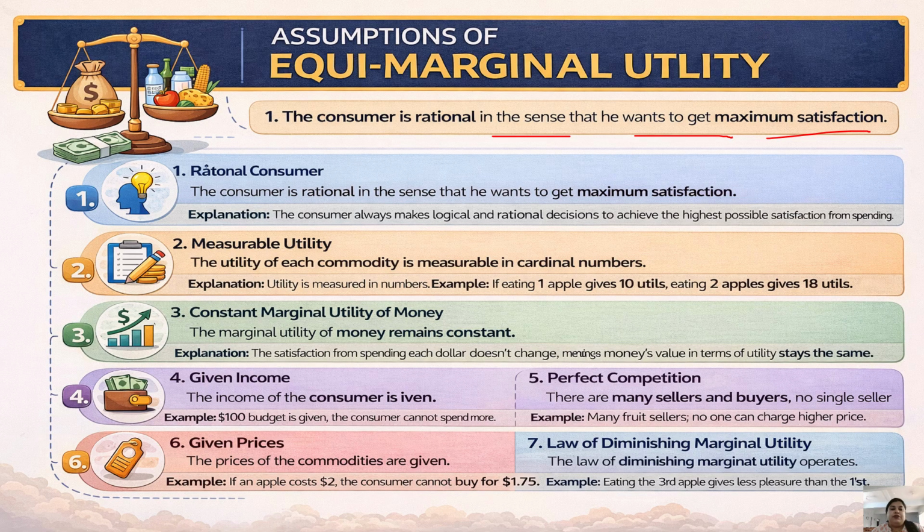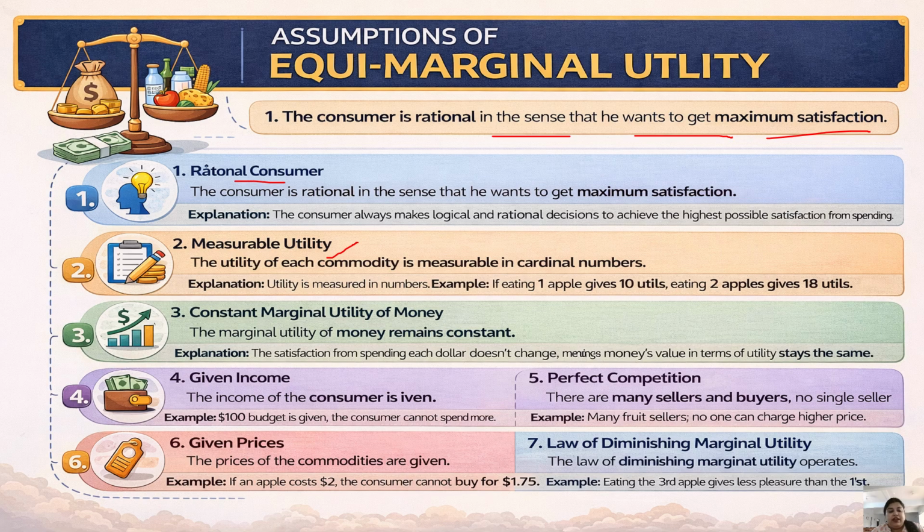So, let's take the assumptions. The first assumption is a rational consumer. The consumer is rational in the sense of seeking maximum satisfaction. The second is measurable utility. The utility of each commodity is measurable in cardinal numbers. For example, one apple gives 10 utils of satisfaction. Again, constant marginal utility of money. Here, the marginal utility of money remains constant. It means that satisfaction from spending each dollar does not change. The value of money in terms of utility stays the same.